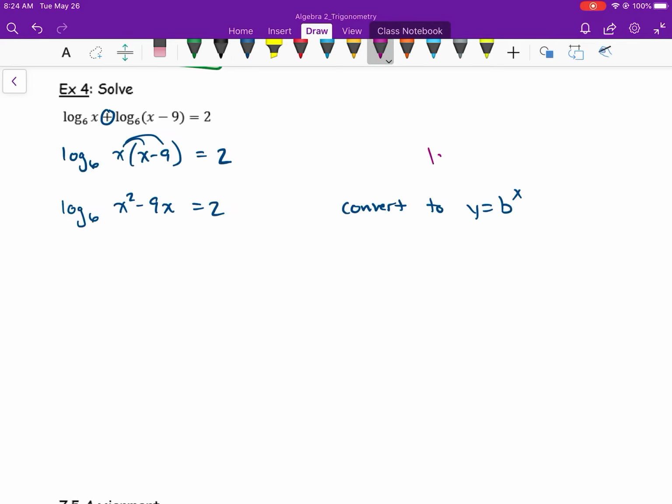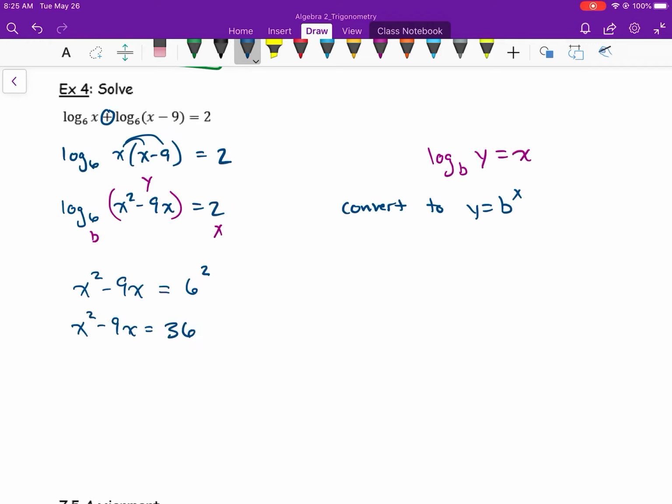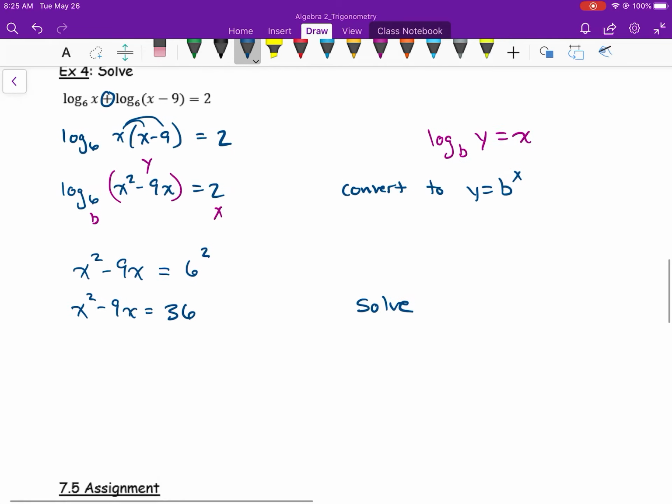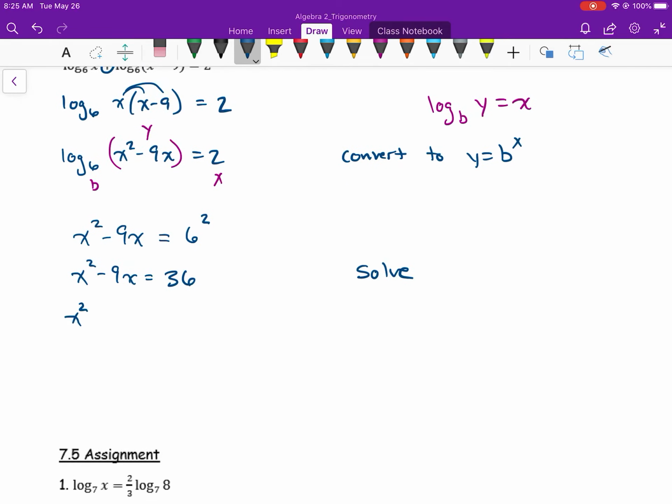Alright, so refresher, we get log base b of y equals x. Alright, so 6 is my b, this whole thing is my y, and 2 is my x. So I'm going to get x squared minus 9x is equal to 6 squared. And now we can solve it. So get x squared minus 9x minus 36 equals 0.